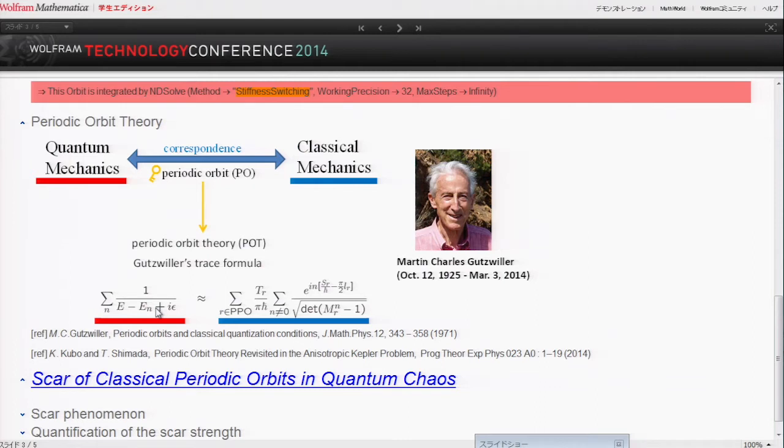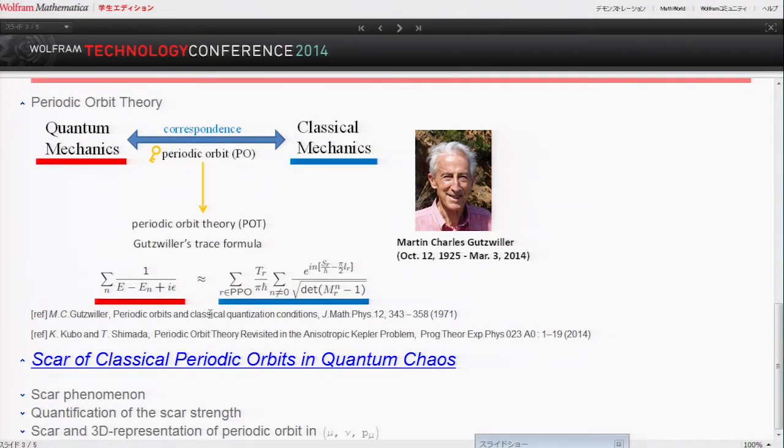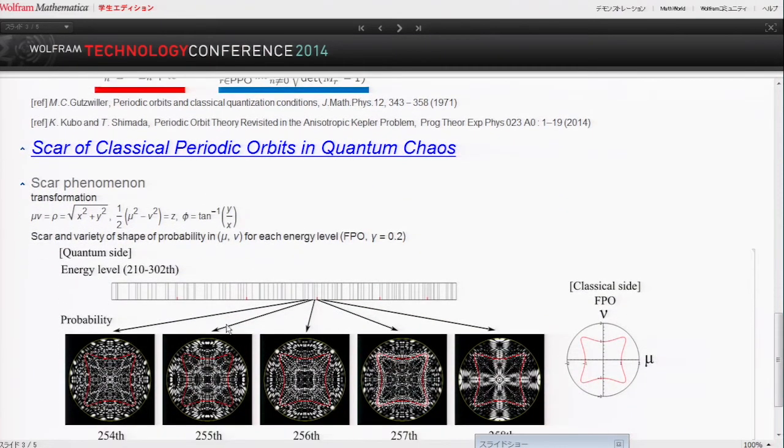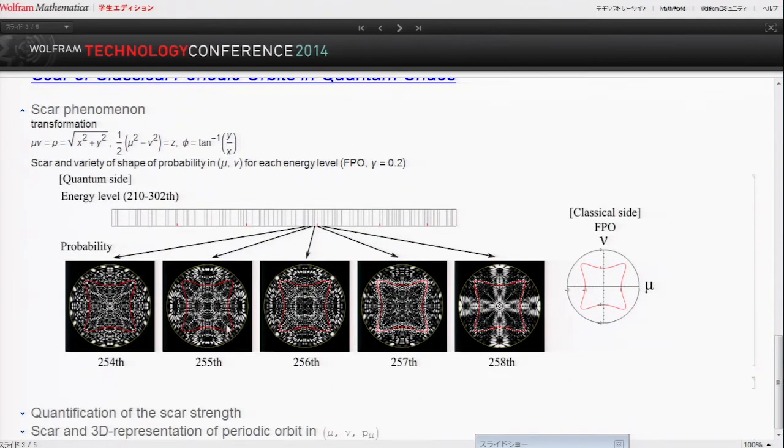In quantum chaos, periodic orbits are a significant key to investigate the correspondence between quantum mechanics and classical mechanics. So Gutzwiller has a periodic orbit theory and his trace formula, and this equation is the main key of his trace formula. Next, I introduce an example of the correspondence between quantum mechanics and classical mechanics. It is the scar phenomenon.